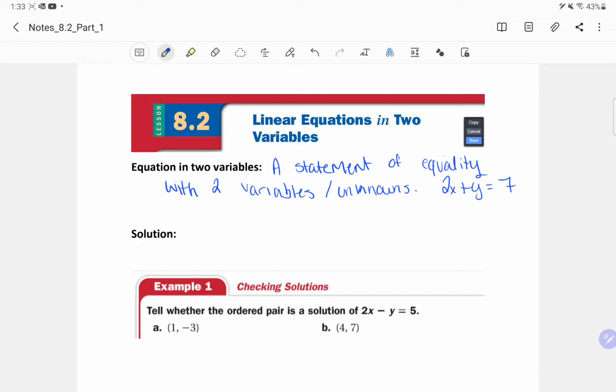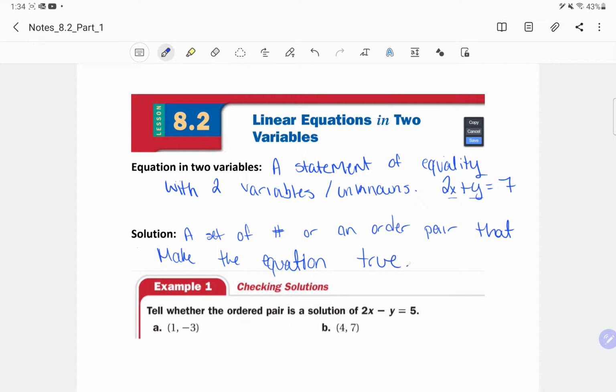All right? A solution to this would be a set of numbers or an ordered pair, because normally we're dealing with the x and the y, which is an ordered pair, that make the equation true. Okay, so that means when I plug them in, I'm going to get a true statement.